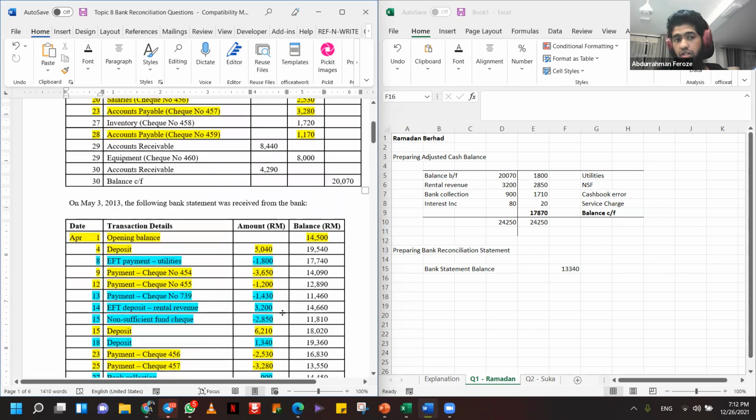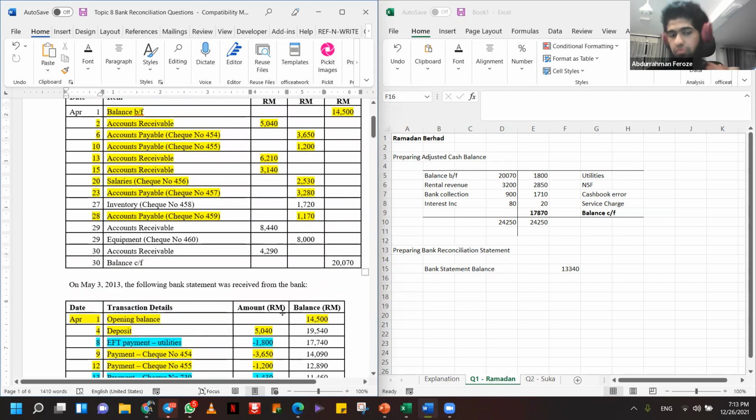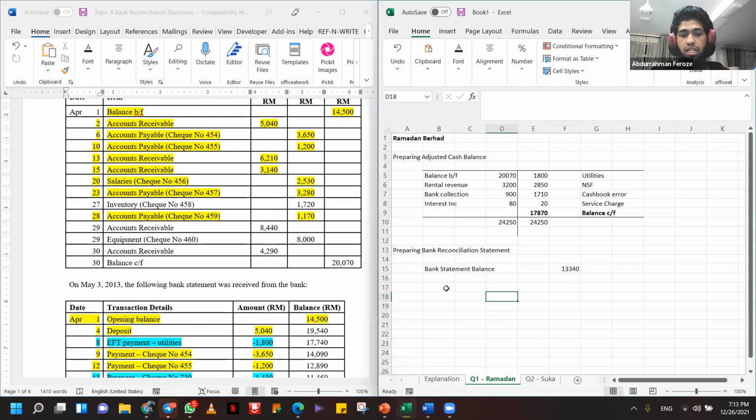So now we have to work. We have to adjust it the other way around in order to make the bank reconciliation statement, right? So first of all, we have to add, right? So what do we add? Okay, so first of all, we add the.